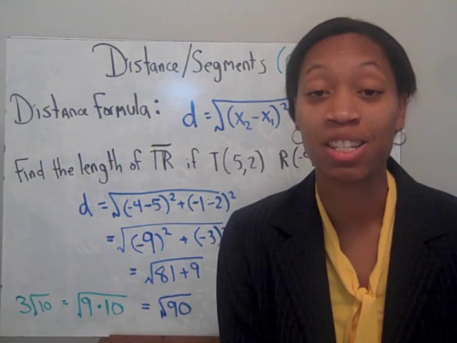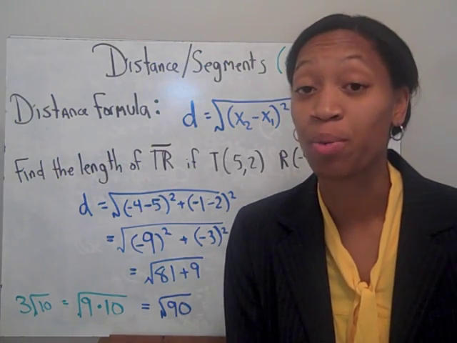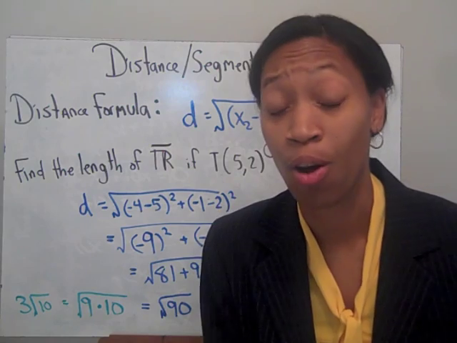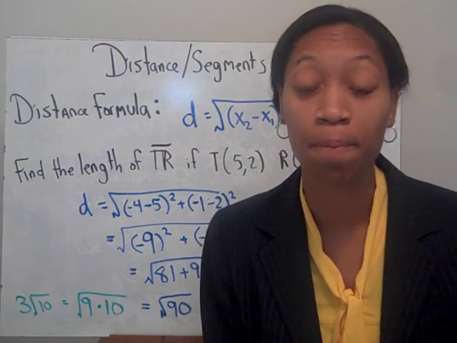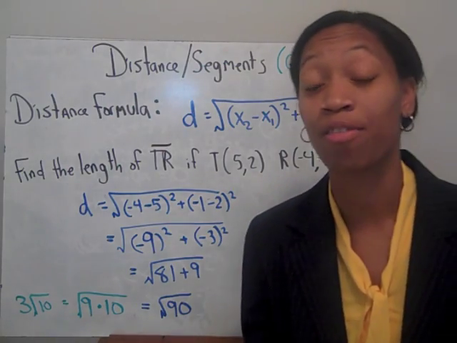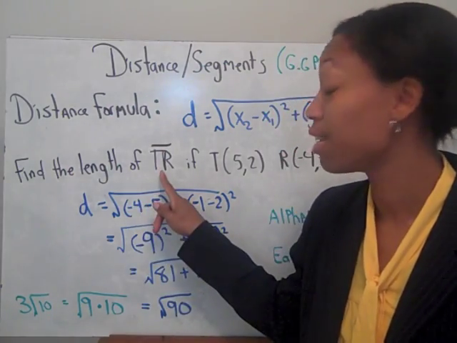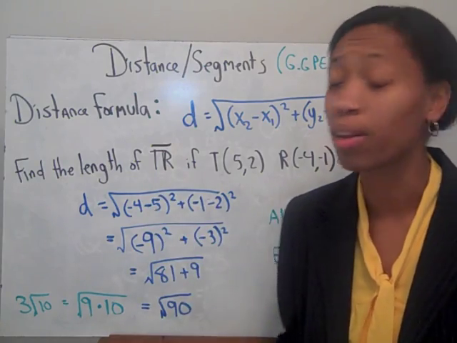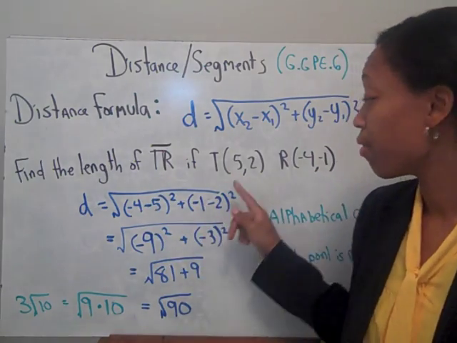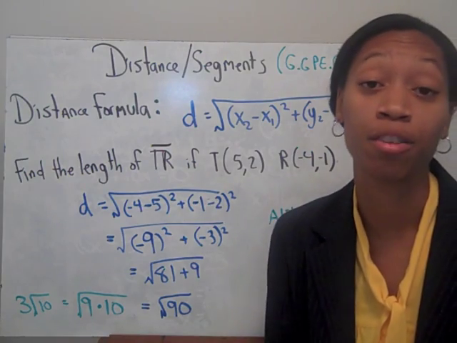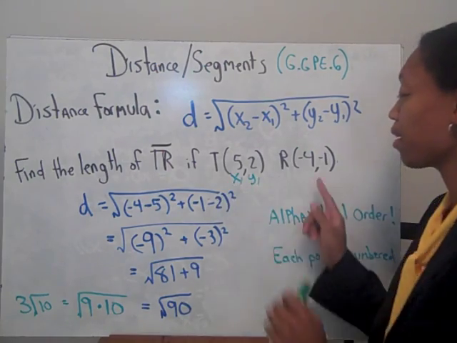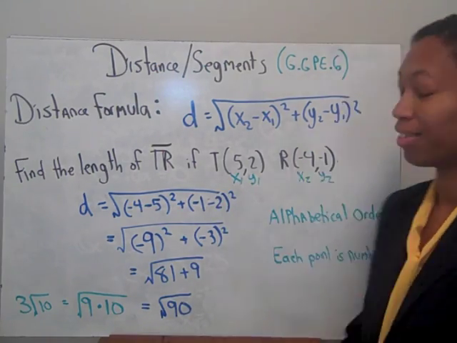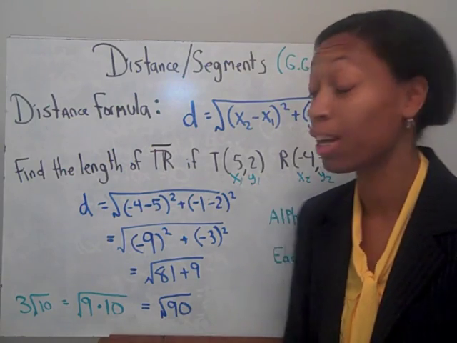In order to use the distance formula, the only thing you really have to do is label the points x1, y1, x2, y2, and just plug into the formula. Let's say that we're trying to find the length of segment TR. Well, if T is the point (5, 2) and R is the point (-4, -1), let this one be x1, y1, and this one be x2, y2. Then we just plug into the formula.